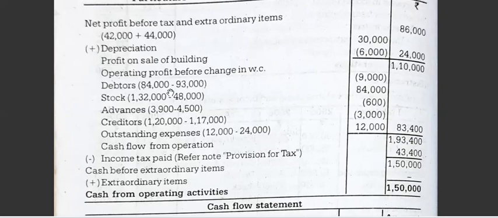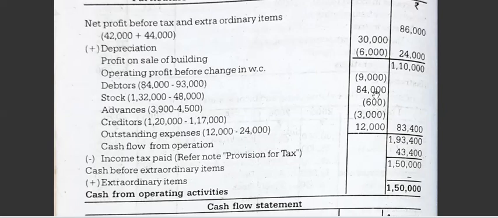See here, debtors, there is a increase. Increase means increase in working capital, write in the bracket. For current assets, if there is a increase, write in a bracket. If there is a decrease, as it is. Okay. Current liabilities, it is just opposite. If it is increase, as it is. If it is decrease, write in a bracket.